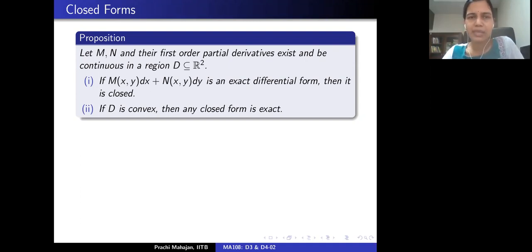So the first claim is exact implies closed, provided the differential form is sufficiently nice. The second thing is closed does not always imply exact. And three, if D is convex, then closed implies exact.